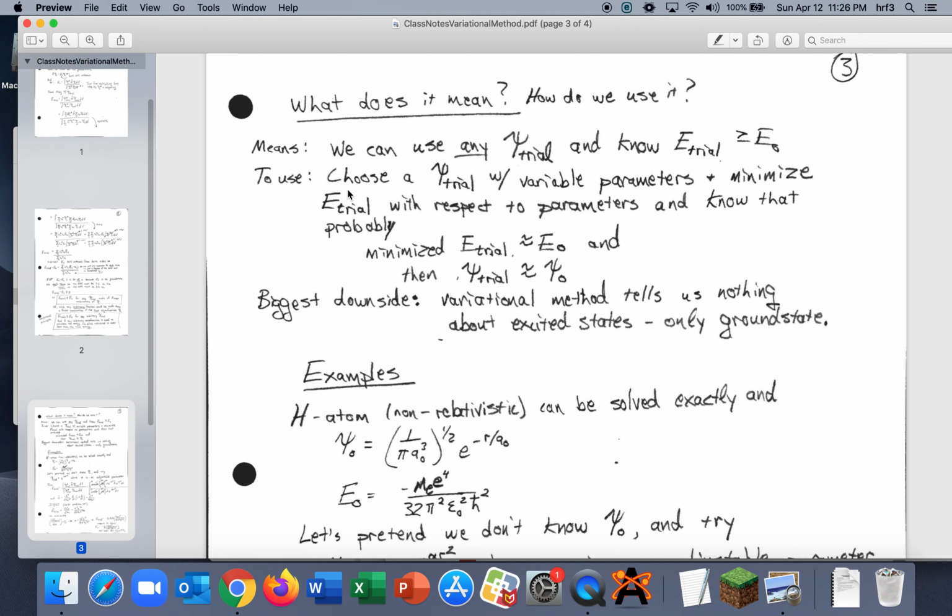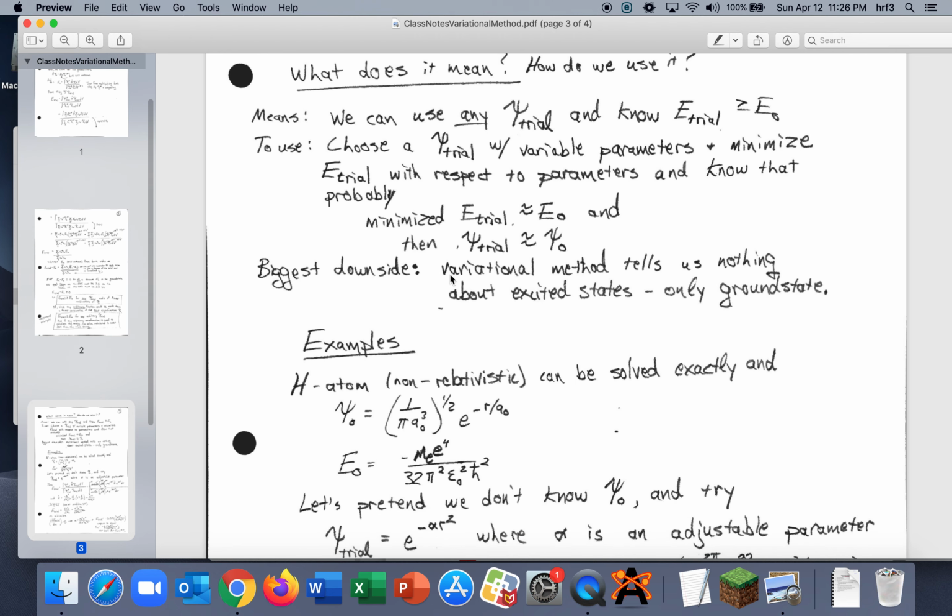So now to use the variational principle, this means we can choose any crazy function with a variable parameter, and I'll talk more about that and give an example, and then we'll minimize it. And then the E trial with respect to those parameters, as we get closer and closer to the true function, the minimized E trial will get closer and closer to the ground state, but never go below it. So we have a lower bound. And then we'll assume that the wave function is also getting closer to the ground state wave function, although there's a little leap in there.